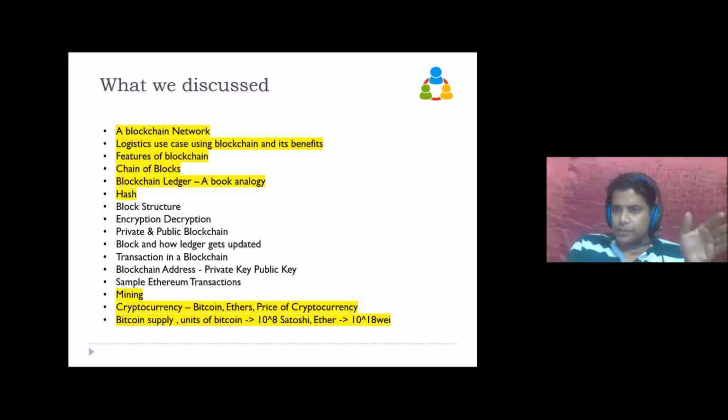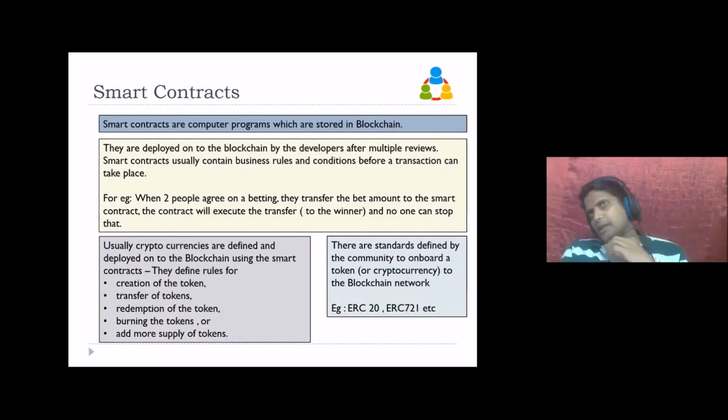So we talked about all these aspects in our previous sessions. So today we'll talk about smart contracts. Has anybody heard of smart contracts? Earlier you would have heard this term, if you have read about Ethereum and other cryptocurrencies.